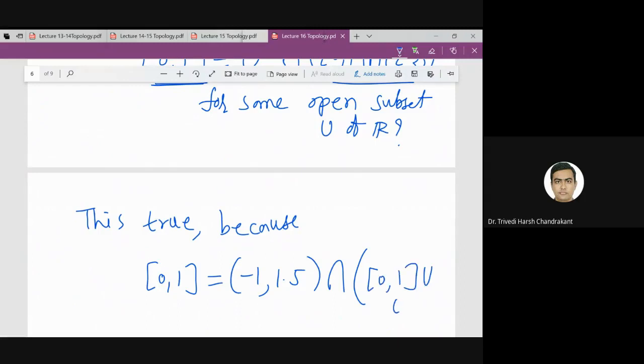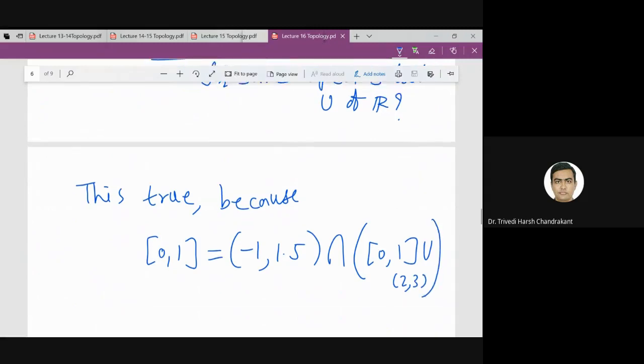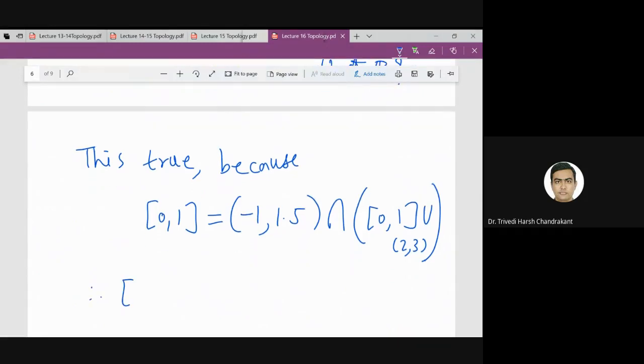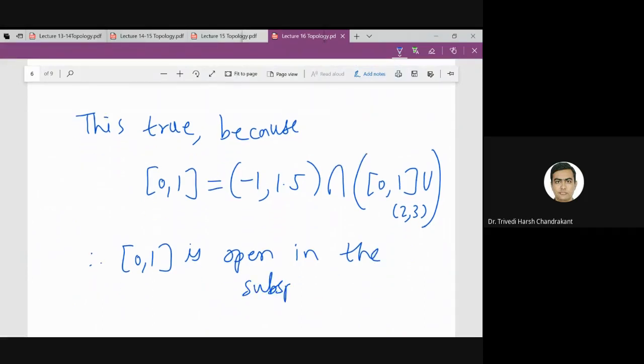So this union 2 comma 3, right? And therefore this is open in the subspace topology tau Y. So is it clear the closed interval 0 1 is not open in the real line?